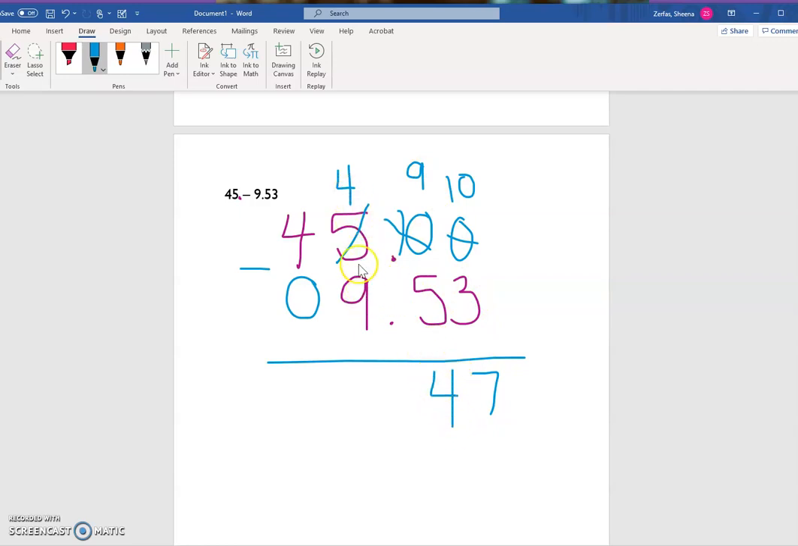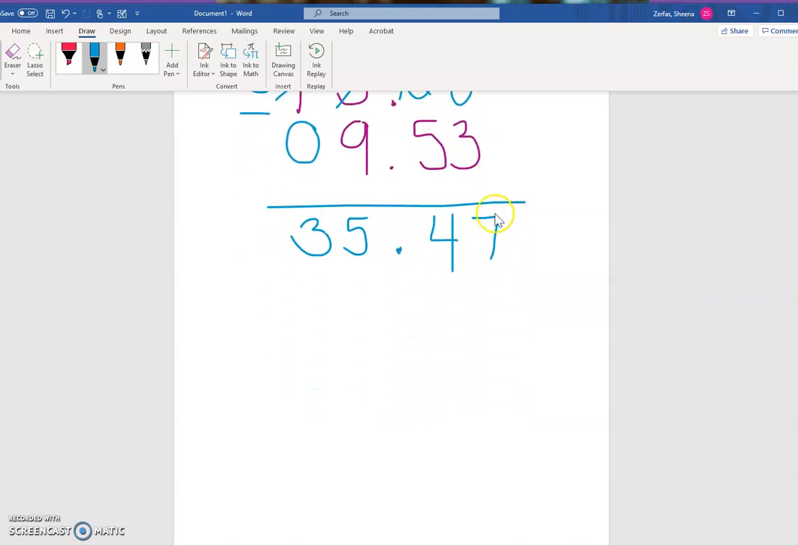If I try to take 9 away from 4, I cannot do that. So crossing this off, becoming 3. Putting the 1 in front, this is now 14. 14 take away 9 is 5. And 3 take away 0. Again, because this is subtraction, I'm just dropping my decimal point down.